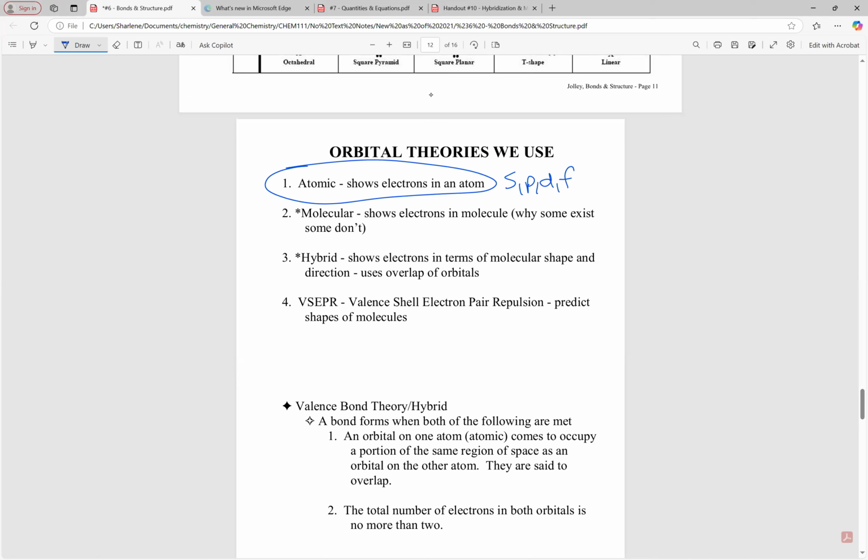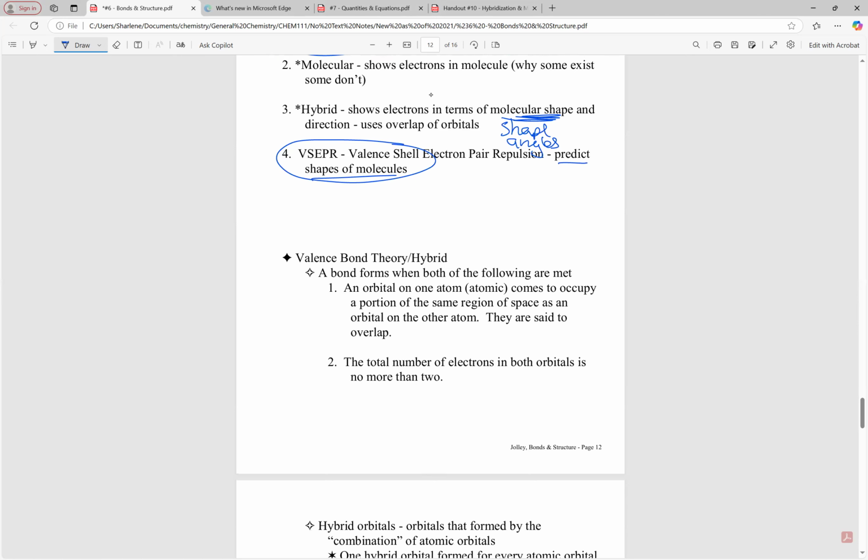The next one that we learned is valence shell electron pair repulsion. Now, the reason that we really like that one is it predicts the shapes of molecules, okay? It's really nice for that. And of course, the angles. Well, there's one called hybrid orbital theory that shows the electrons in terms of molecular shape, and it uses something called an overlap of an orbital, but it's going to tell us shape, it's going to tell us angles, but it's also going to tell us something about the predictability or the probability of molecules being formed or atoms binding together. All right. Generically, there's something called the valence bond theory.